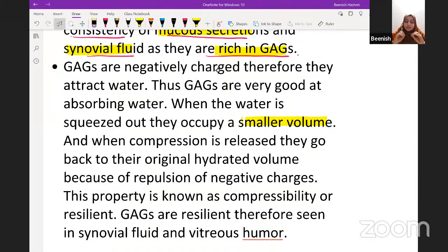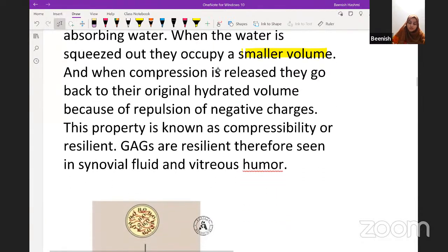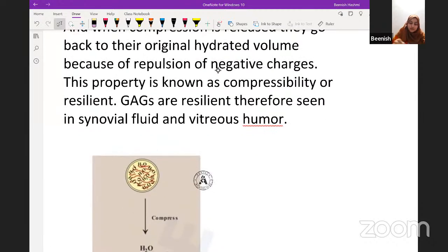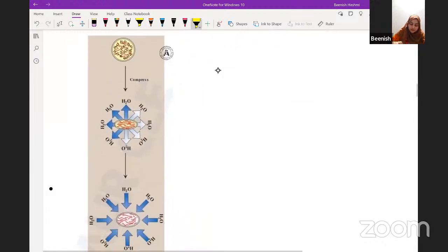But when there is some compression force applied, what will happen? The hydration is lost, and they occupy a small volume. The water is squeezed out and they end up occupying a smaller volume. But when that compression is released, they go back to their original hydrated volume. And this property of GAGs is known as compressibility or resilience. GAGs are resilient, therefore seen in synovial fluid and vitreous humor. Let's understand this better with the help of a diagram.